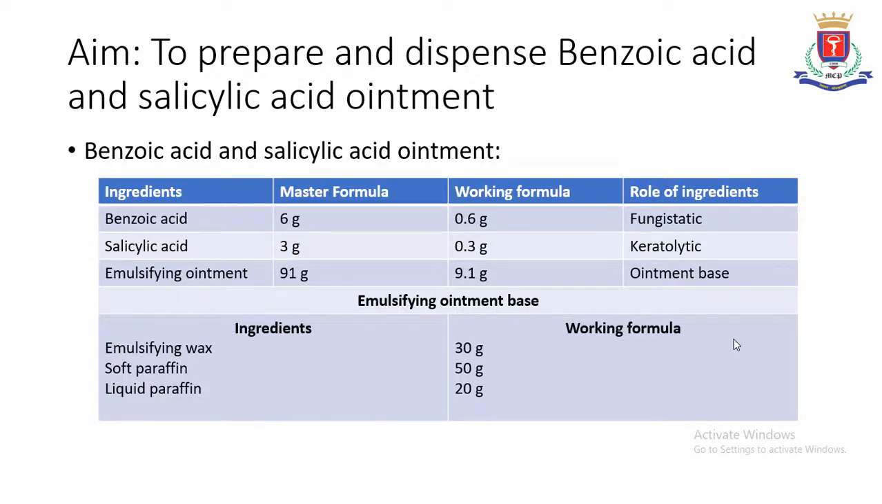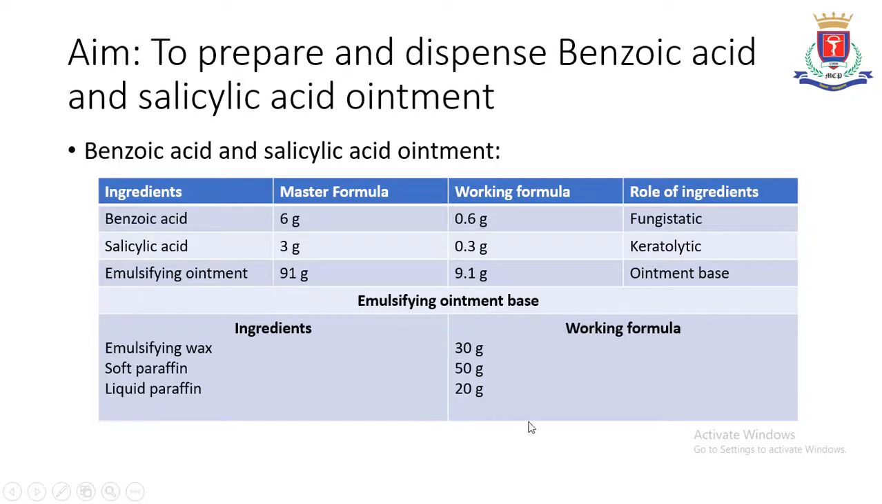Now, an ointment usually consists of a base, and in that base, the API is to be incorporated. Depending upon what kind of ointment you are preparing, the bases may differ, like emulsifying base, oleaginous base, fatty base. Here we will be using an emulsifying base. First we will see the composition of emulsifying ointment base. It contains emulsifying wax around 30 grams, soft paraffin around 50 grams, and liquid paraffin around 20 grams. So the total weight of the emulsifying ointment base equals 100 gram.